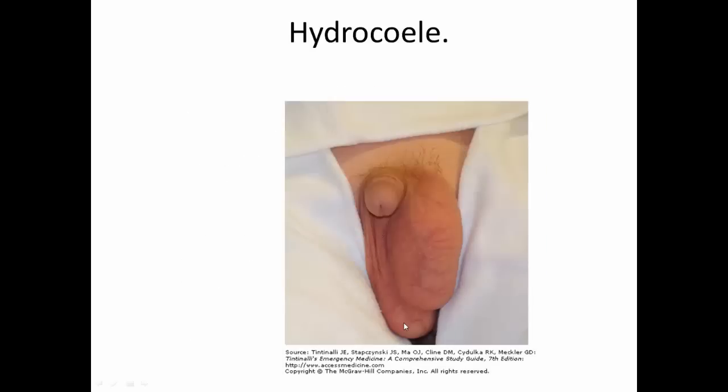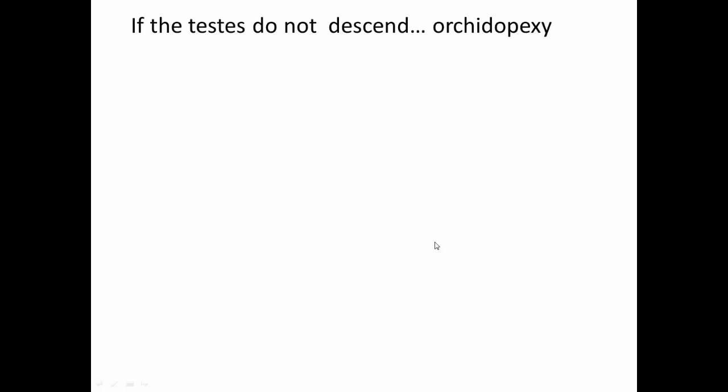You can see a sort of normal left testicle here, but this one is badly swollen up. And so what's happened is that that scrotal cavity is filled, probably in this case with fluid, but it's hard to know because we haven't removed the fluid from the scrotal cavity. It could be blood.